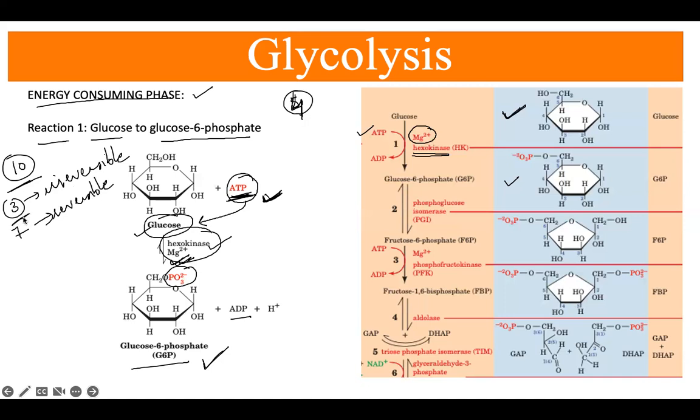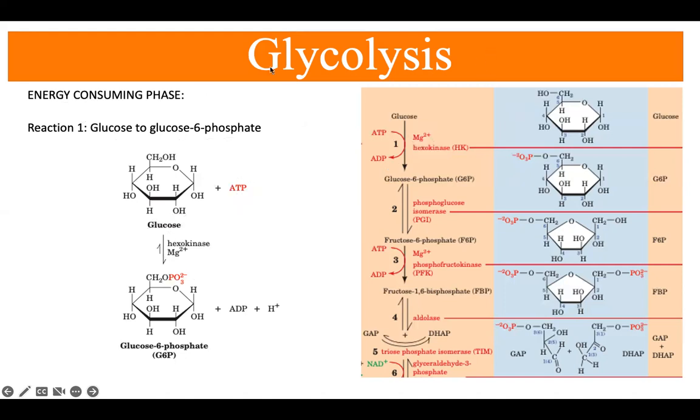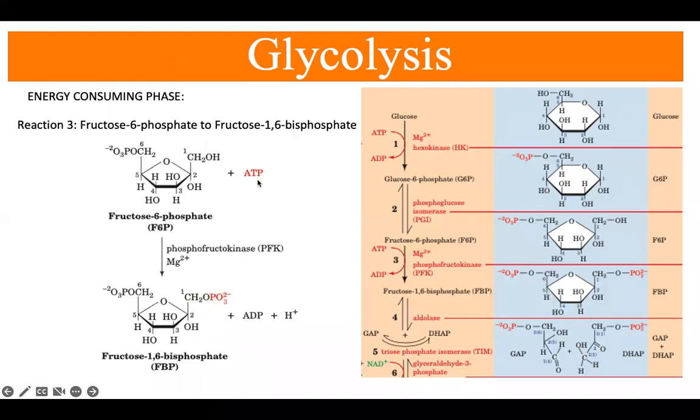So the 3 reactions that are irreversible are the reaction number 1, 3, and 10. So the first reaction we have just discussed, this one, is irreversible, which means that this hexokinase is going to convert glucose into glucose 6-phosphate, but it does not hold the capability of converting glucose 6-phosphate back into glucose. So this is an irreversible reaction. Also, remember that it is consuming energy of an ATP. So this was about the first reaction. Now let's move on to the next reaction.